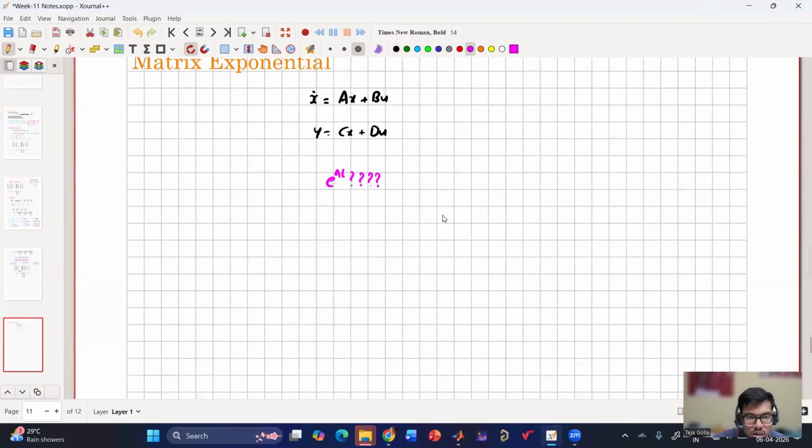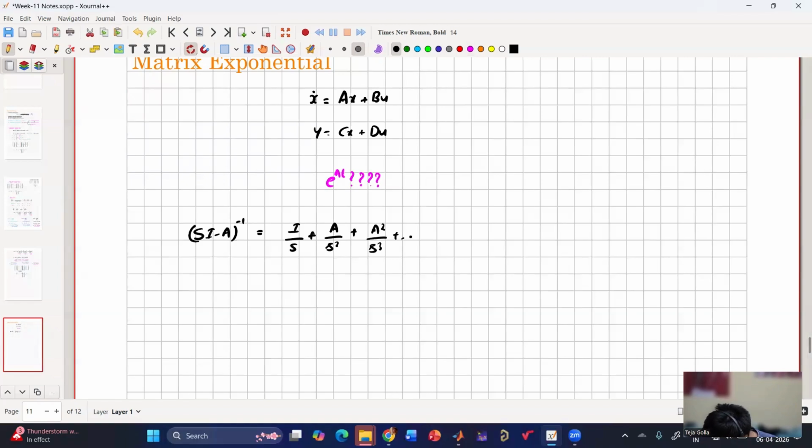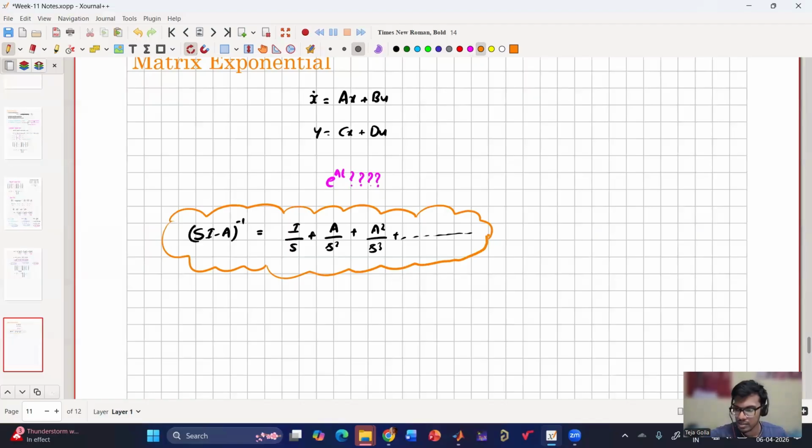Okay. So first let us see, there is one expansion of (sI minus A) inverse. (sI minus A) inverse can be written as I by s plus A by s square plus A square by s cube plus up to so on. This is a standard formula that we have. But how do we know that this is correct? So first let us validate that it is correct, and then we'll move to the subsequent derivation.